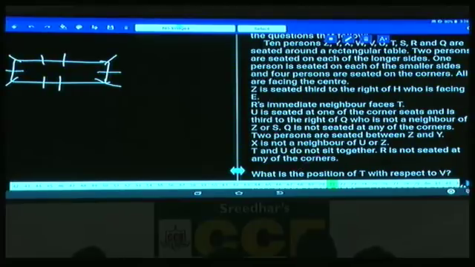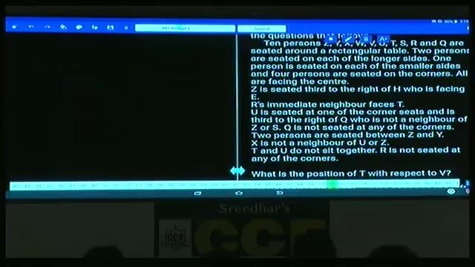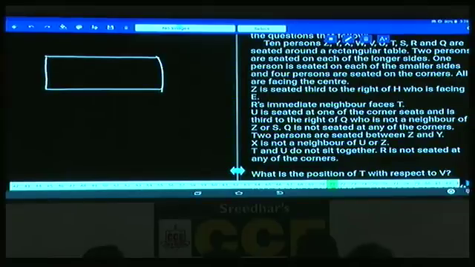Now in these types of questions, the first information you are supposed to check is whether any person facing the center or at the corner is given or not, isn't it? Is there any information regarding that? Is there any person facing the center? One minute, I will draw a bigger one. No. Is there any information regarding this one?